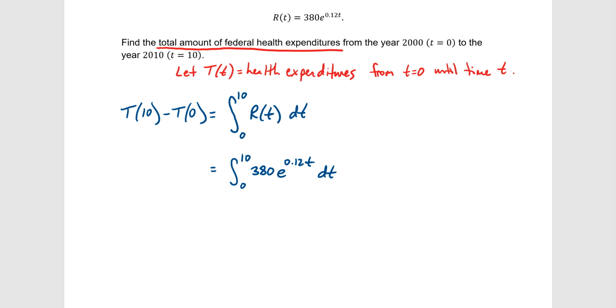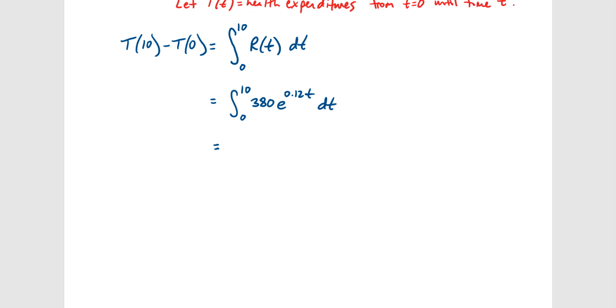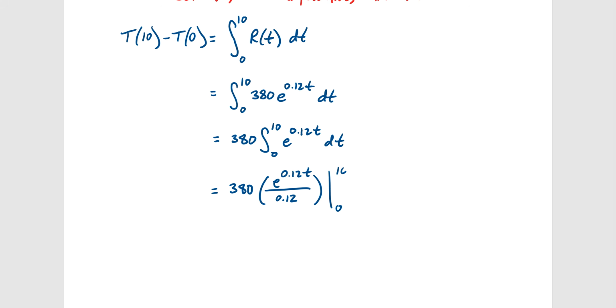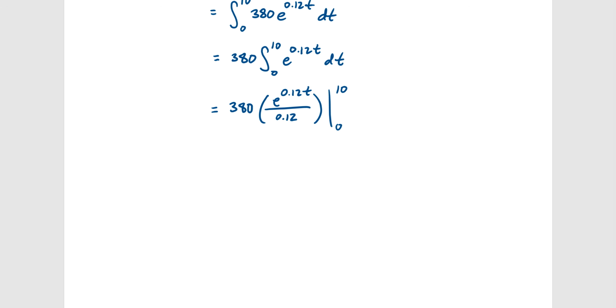And integrating this, let's go ahead and clean this up a little bit. Let's pull out that 380 because it is a constant. So now we're just integrating this exponential e to the 0.12t. And for that, we know to do this. The integral of it is itself divided by that k value. The k value is 0.12. And now we're going to evaluate that from 0 to 10. And something that I'm going to do here just to make this a little bit easier to look at, I'm going to factor out 380 divided by 0.12.